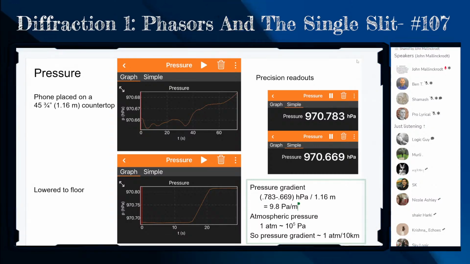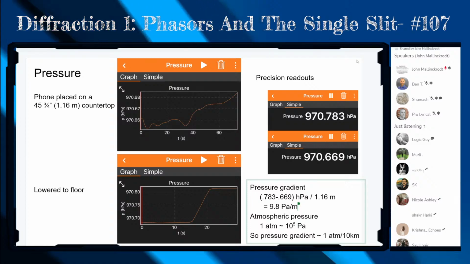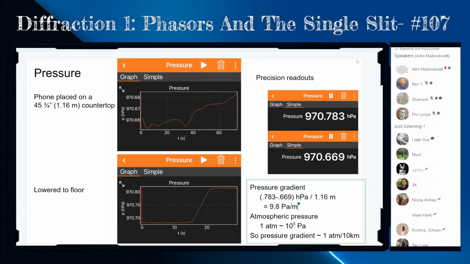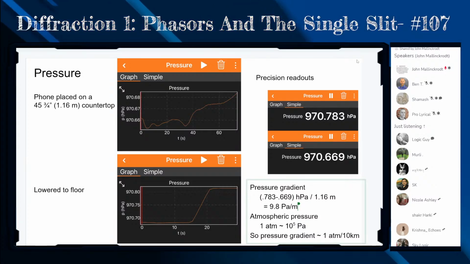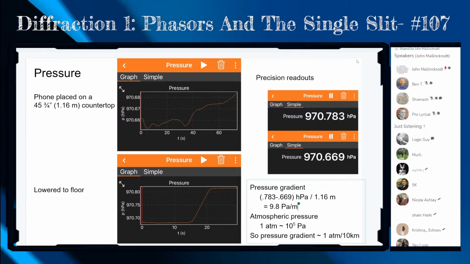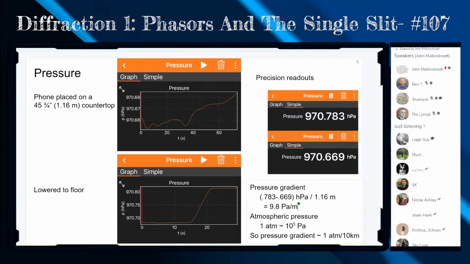Yeah, so that's exactly where I was going. That's right, exactly. So what we learn here is that if that pressure gradient were maintained as I rose by 10 kilometers, I would find that I was down to 0 pressure. And so it's exactly what you were saying, Shamash. It's effectively the thickness of the atmosphere. If the atmosphere were a constant density blanket, it would be about 10 kilometers tall.